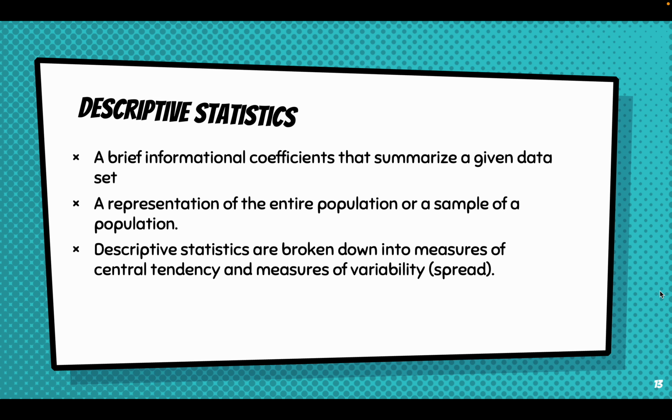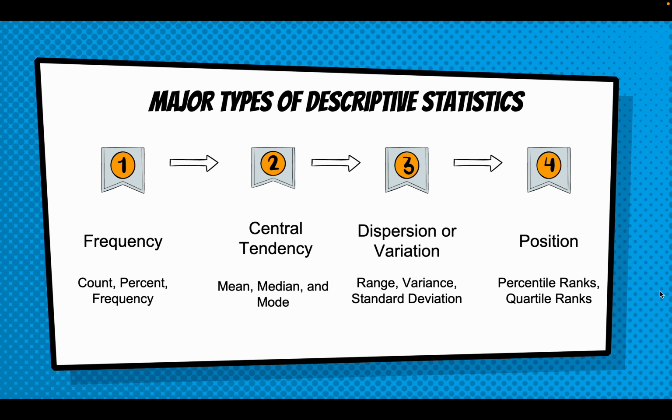tests. Descriptive statistics include two categories: measures of central tendency, which is mean, median, and mode, and measures of variability, range, variance, standard deviation. You'll see how these appear in SPSS very soon.